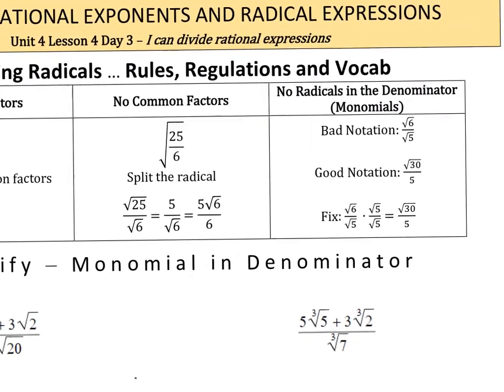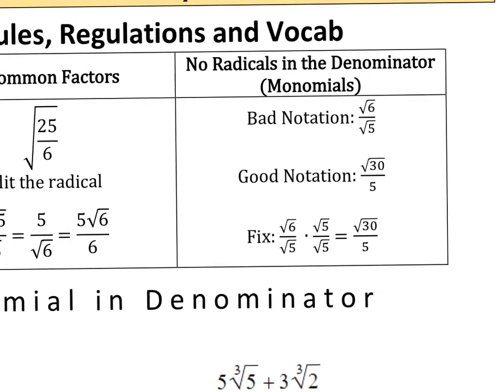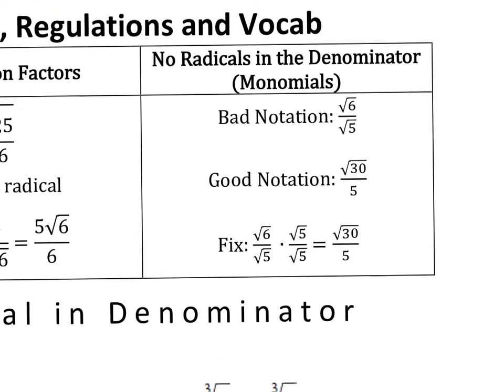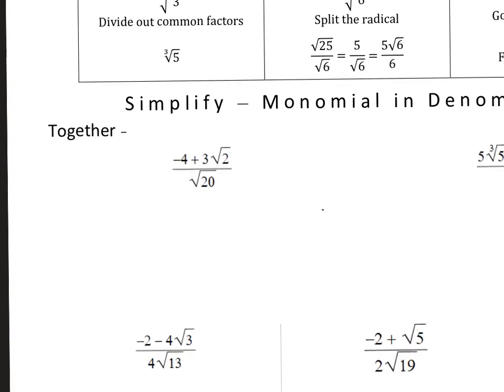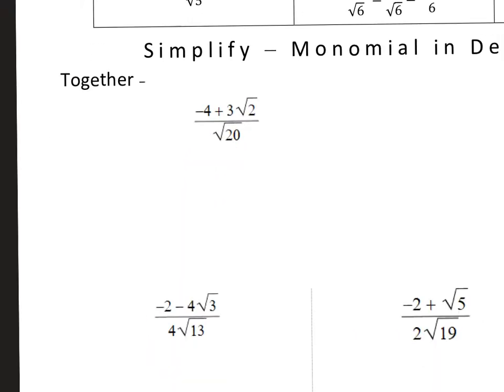And then radicals in the denominator. You cannot have a radical in the denominator. Denominator is the bottom of a fraction bar. So that radical 5 is not allowed. You have to multiply the top and the bottom by the radical that is in the bottom. So I'm multiplying by a radical 5 on the top and bottom in order to get it to radical 30 over 5. Okay, so let's go ahead and try this first one out.